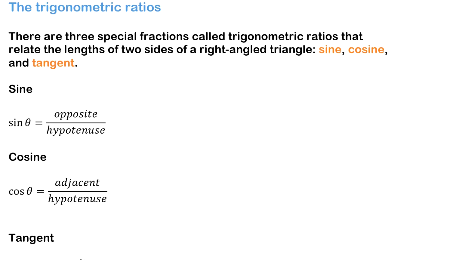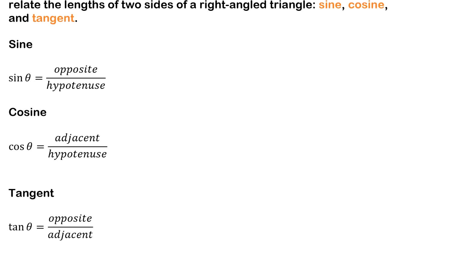Sine is found by using sine theta, remember theta represents an unknown angle, equals opposite over hypotenuse. Cosine is cos theta equals adjacent over hypotenuse. And finally we have the tangent, which is tan theta equals opposite over adjacent. So again, remember, theta is just an unknown angle.